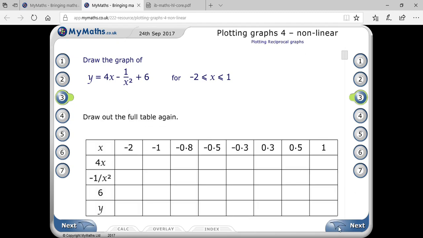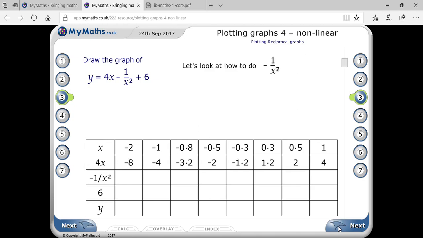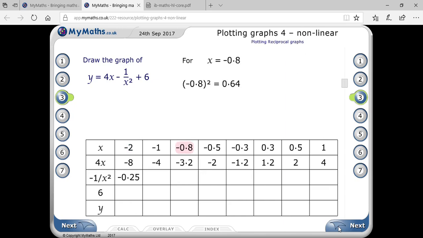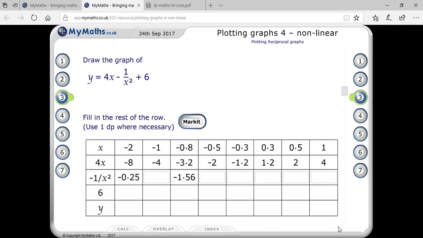The first row is easy. So 1 by 1, that we can do. Now next is -1 by x². So for x = -2, x² is 4, 1 by 4 is 0.25. We need -1 by x², so it will be -0.25. And in the same way, again, many values. So here, x = -1, when you plug in, you will get 1 there.